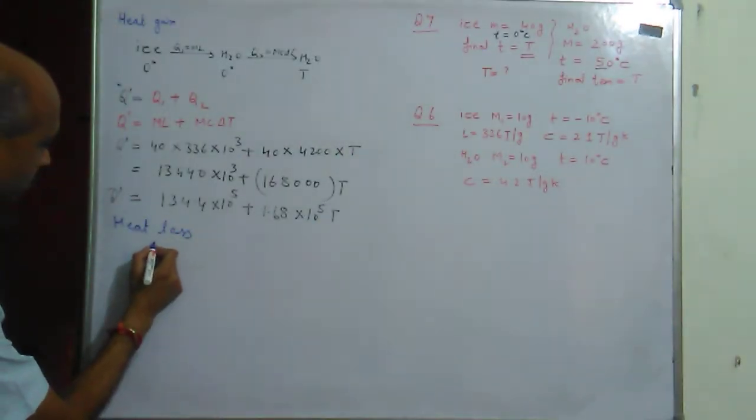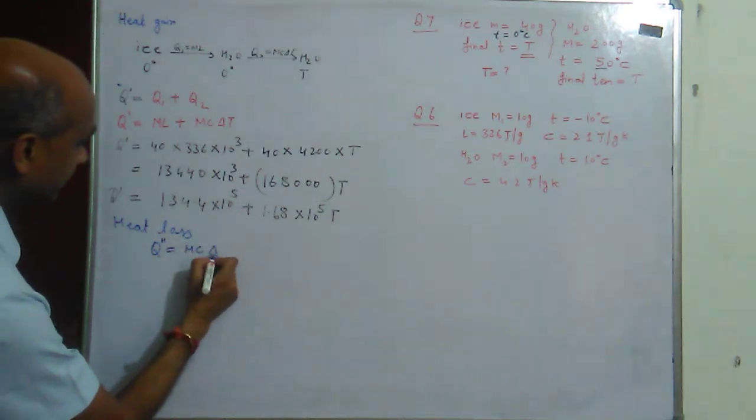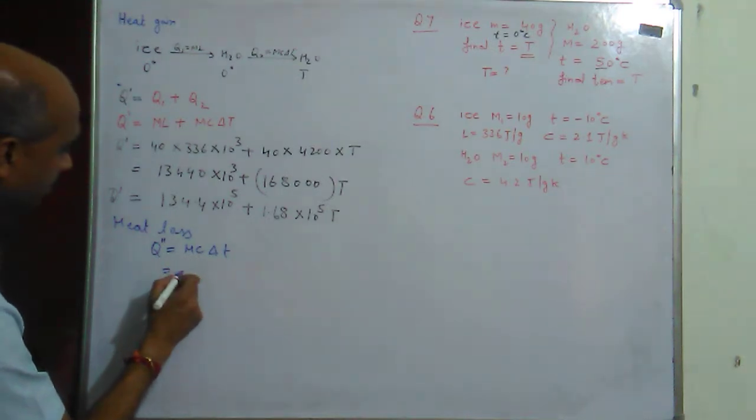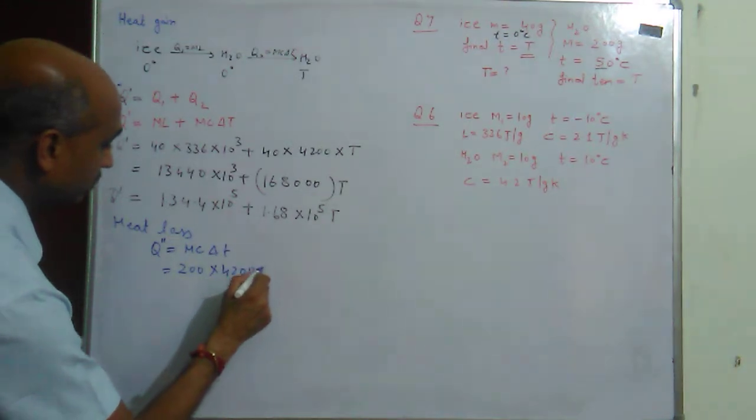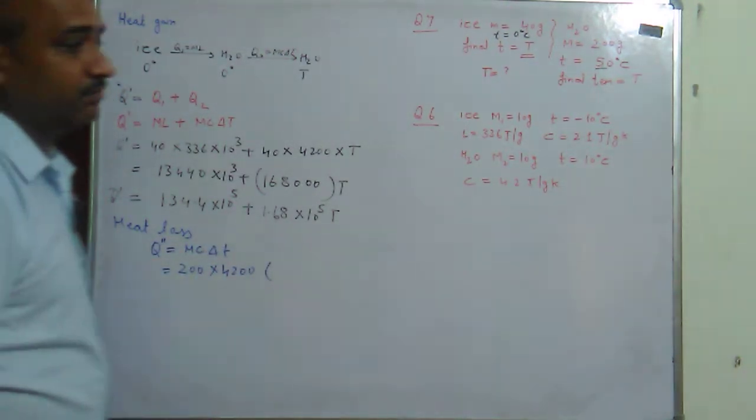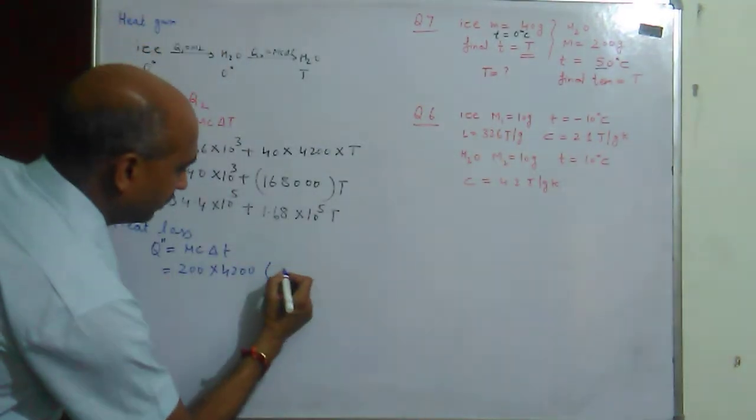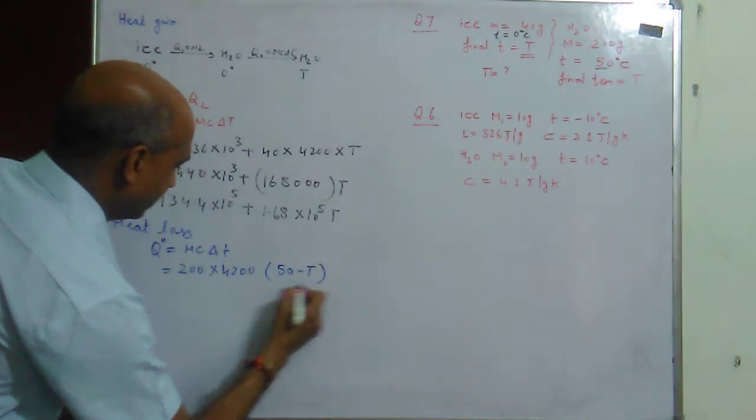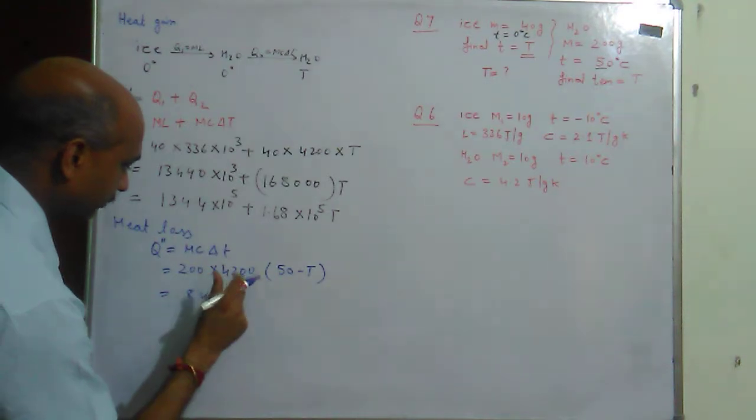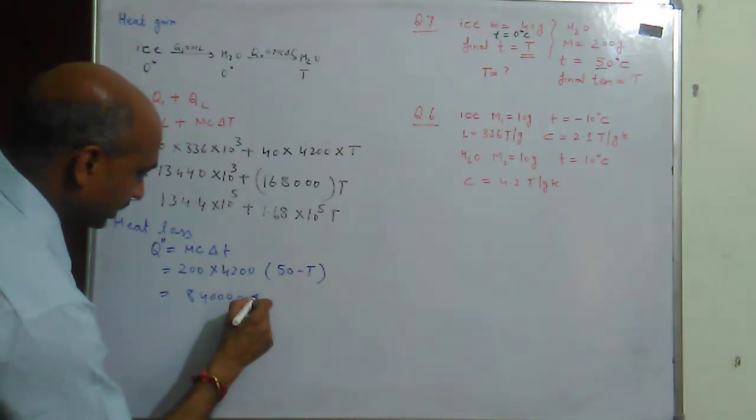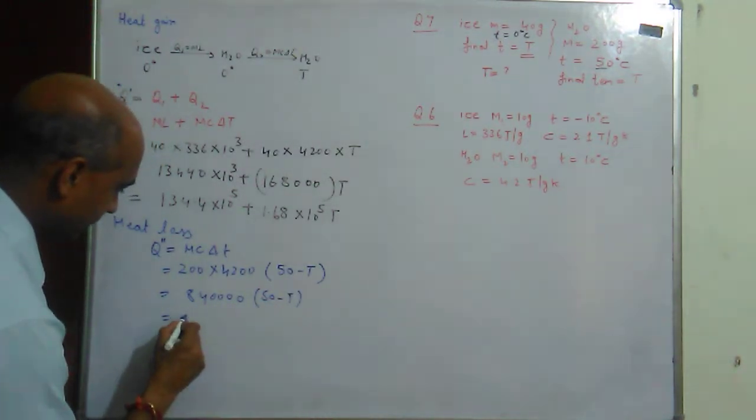So we know that Q, let's take it Q dash, Q equals mc del T, and M is 200 grams. So we have taken 200 grams. What is the value of C? The C is 4200. What about this del T? The value of del T will be, the initial temperature is 50 and it goes to T, so the loss in temperature will be 50 minus T. Solve it, it will be 840 into 50 minus T. Solve it and write it properly.